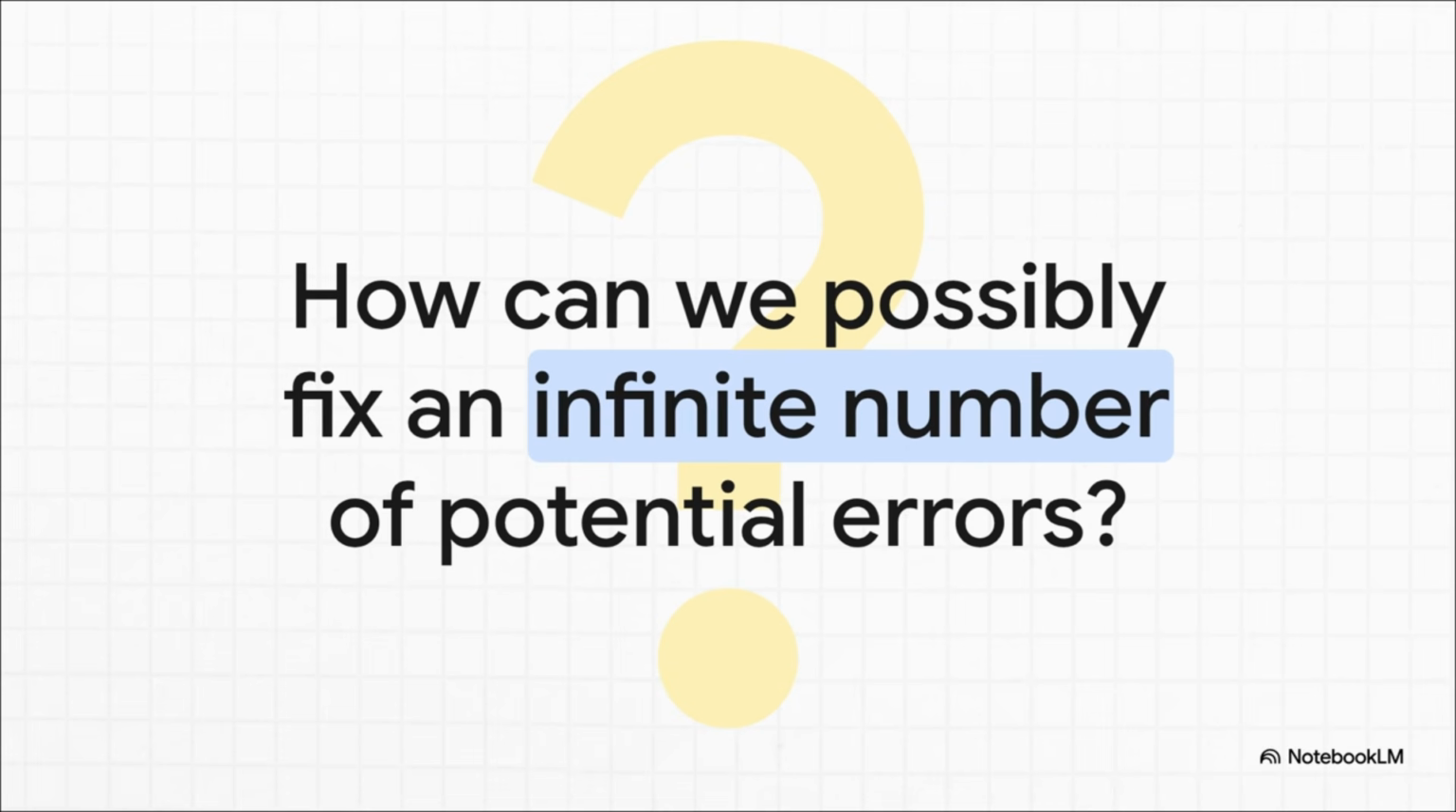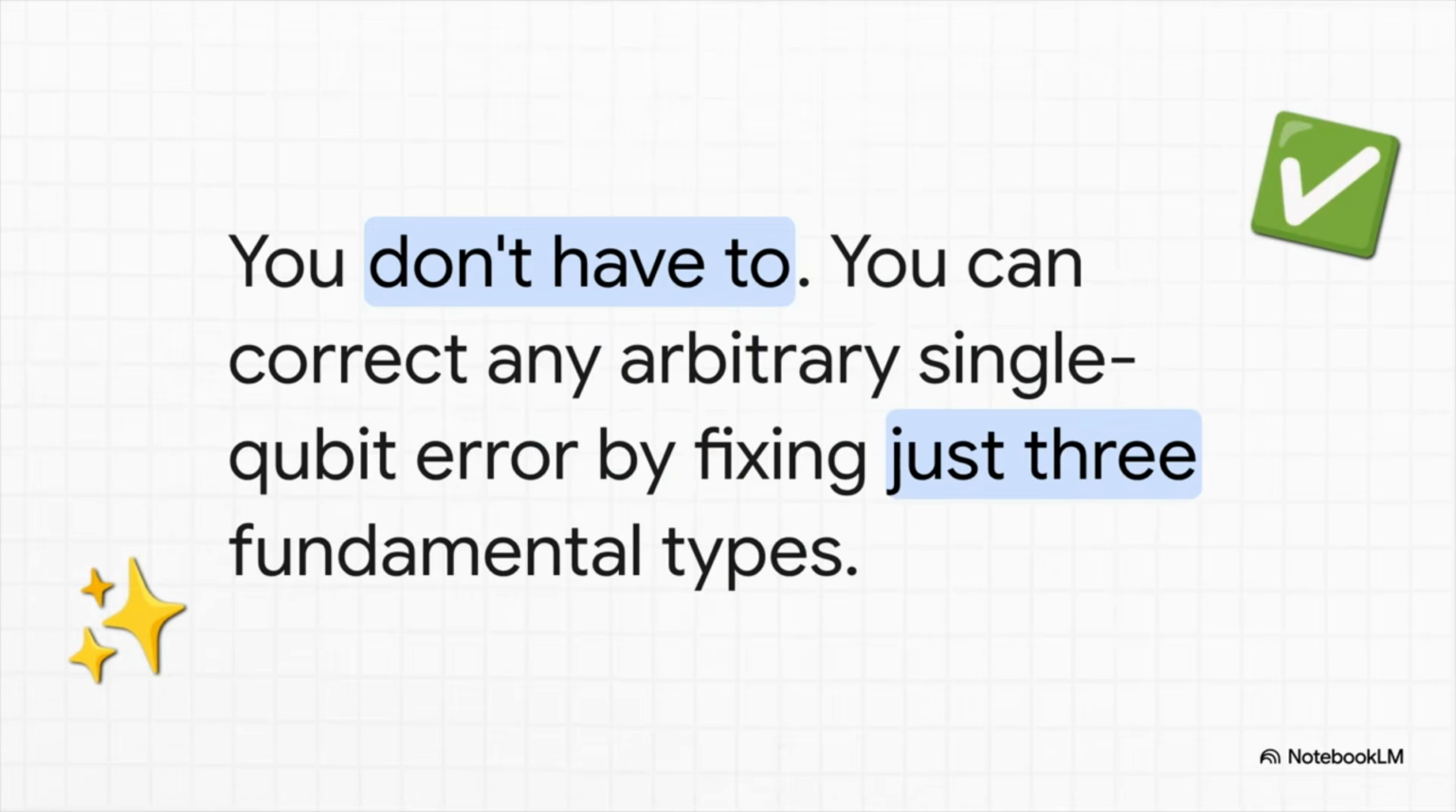Just 3. You've got the bit flip, which we already talked about. You've got a sneaky invisible phase flip, and you've got a third error. That's just both of them happening at the same time. Any weird, arbitrary, complex error a qubit can experience is just some combination of these 3 fundamental types. This is the absolute magic trick of quantum error correction.